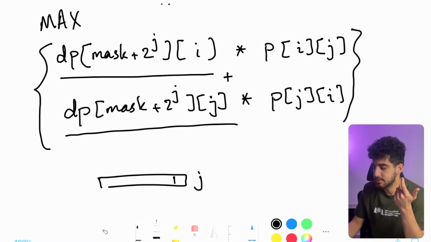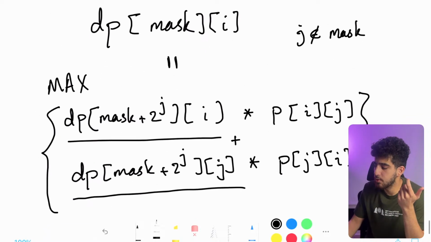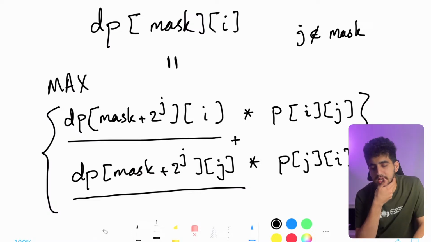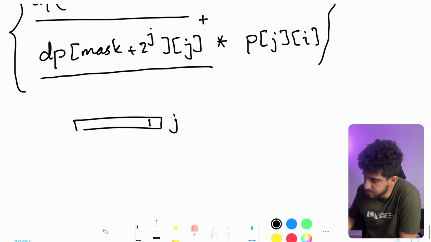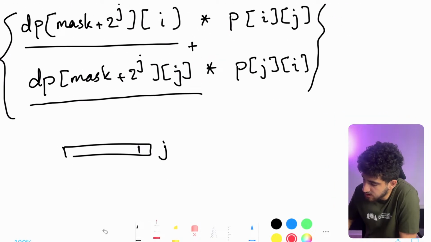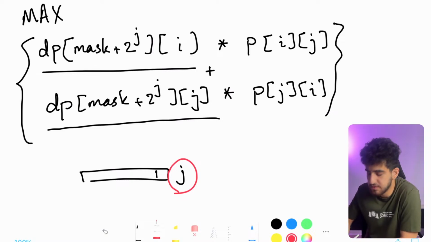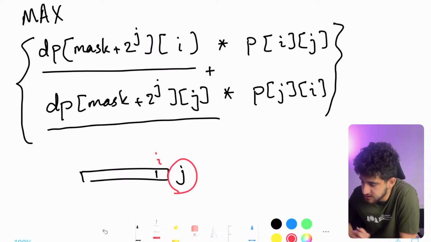This sum will be maximum. So my dp will be maximum over all j's, dp of mask plus 2 to the power of j and i times p of i and j, because this is the case that these people have fought, and the next person that comes and fights with others is person number j. This is the next person who comes and fights with other people. And the previous one was i.